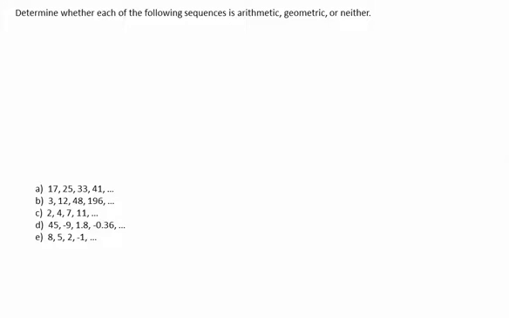Determine whether each of the following sequences is arithmetic, geometric, or neither. A sequence is a list of numbers separated by commas. As an example, 2, 4, 6, 8, 10, 12, and so on.